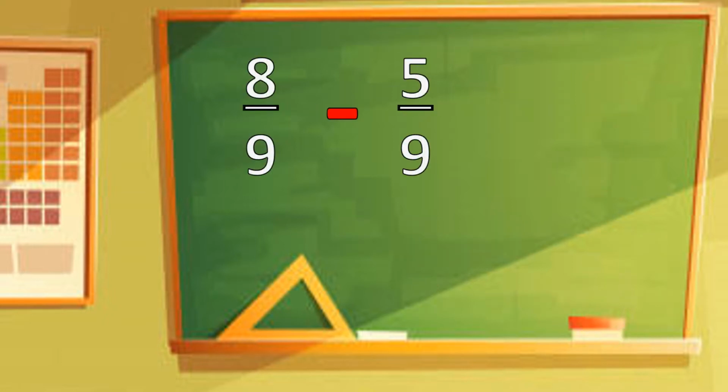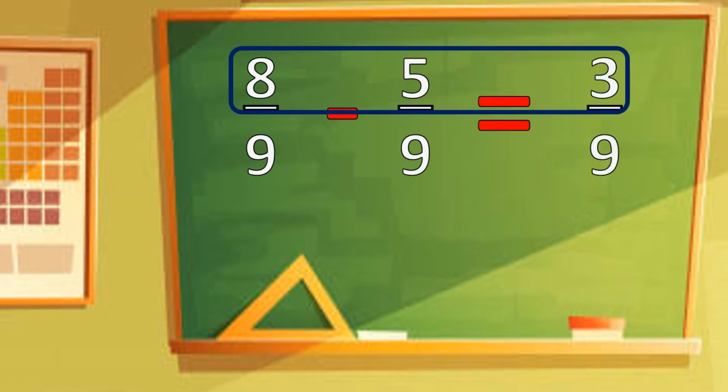Okay, how about in subtraction? We apply the same rule. Okay, so in subtraction, since these are similar fractions, we just subtract the numerators. 8 minus 5 is equal to 3. And then we just copy the common denominator. And then again, we have to simplify.